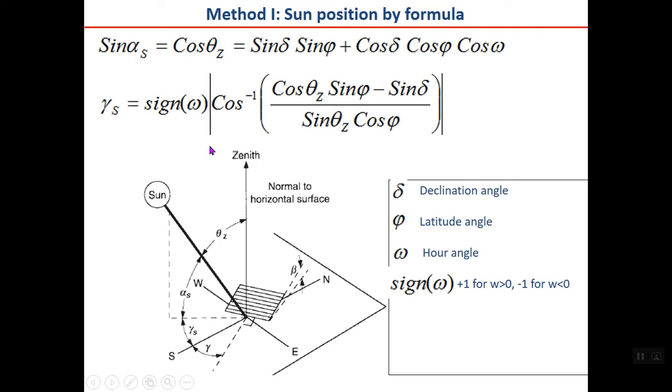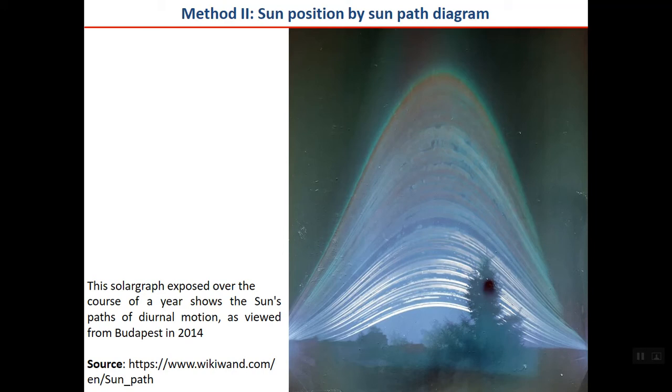So it's very simple. At any location, which determines phi, at any time of year, from which you can calculate delta, and at any time of the day, which specifies omega, you may calculate gamma s and alpha s for that situation. As I explained before, there's a second method also for sun position determination.